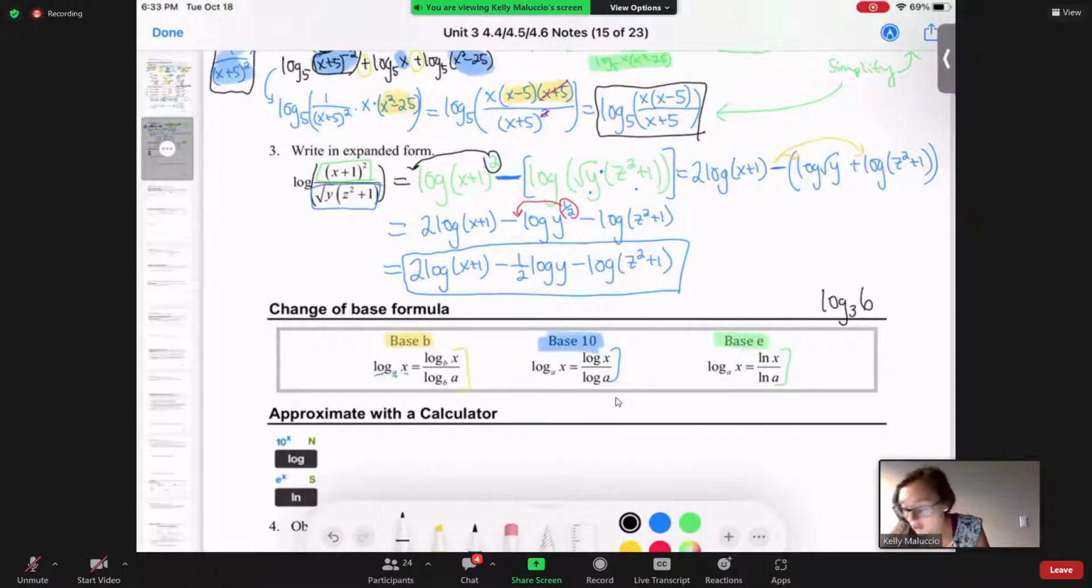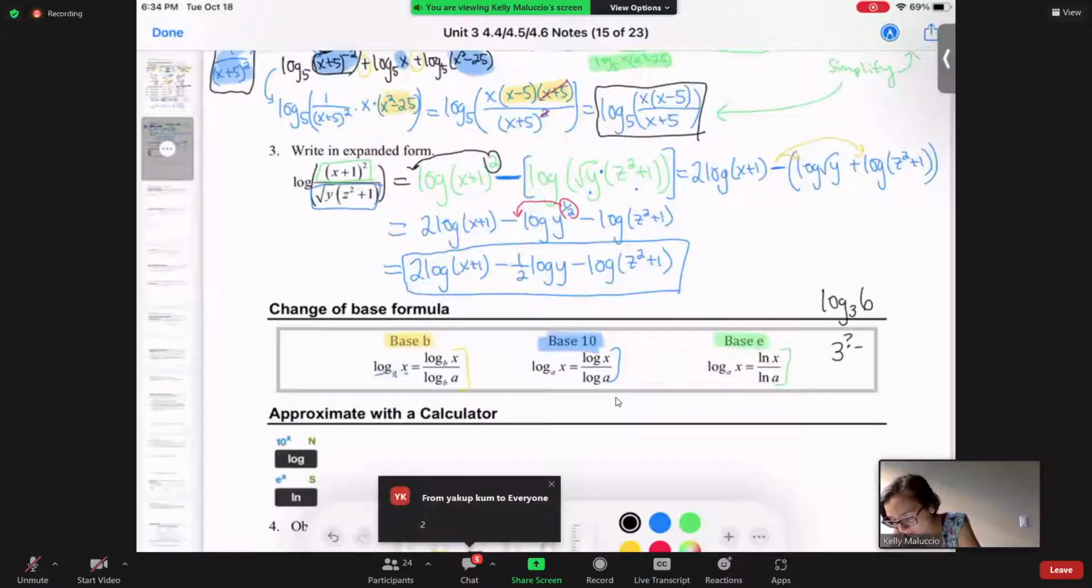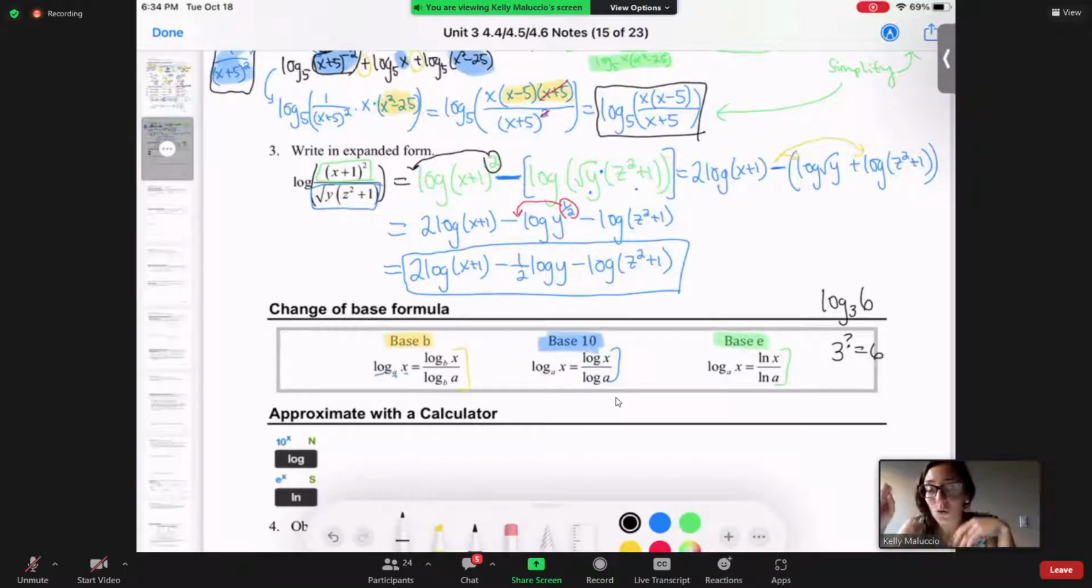The way we would normally do this is we would say 3 to the question mark equals 6, but if you said 9, I would have been like, oh, that's fine. But 3 squared is not 6. It's 9, right? So we don't know what this question mark is. It's a decimal for sure, but we don't know what it is.